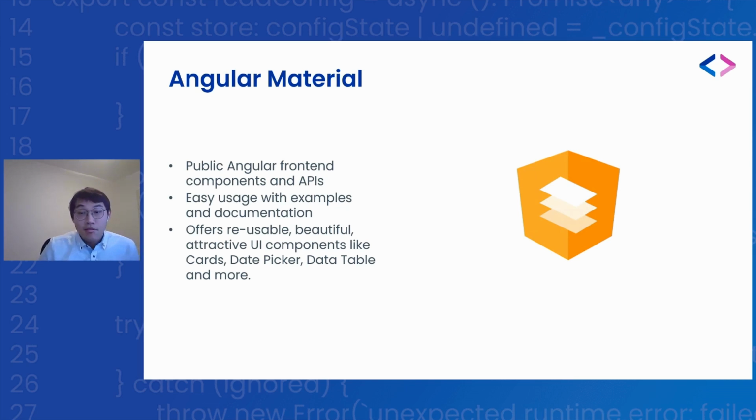Angular Material. Angular Material provides public front-end components and APIs. It gives our web application a beautiful, reusable, modern taste. Components such as cards, buttons, date picker, and data table are all available in the public Angular Material. It also comes with great examples and documentation.